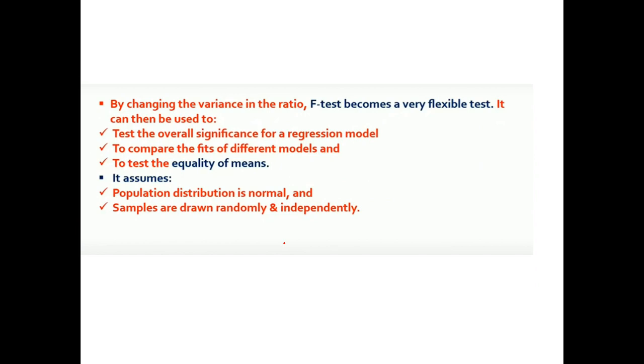So the F test is actually very flexible. Why am I saying flexible? You can change the variance ratio. If the ratio is less than 1, then you can say sigma 1 is greater than sigma 2. If it is greater than 1, you can also put such a condition, then saying sigma 1 is greater than sigma 2. So in that way, it is flexible. And we use this to test the overall significance of any regression model whenever we do.